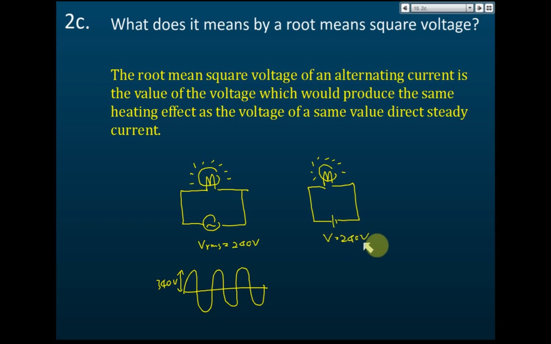So the root mean square voltage of an alternating current is the value of the voltage which produces the same heating effect as the voltage of a same value direct steady current. Same value: this 240 volts, this also 240 volts. So that is the meaning or the definition of root mean square voltage.